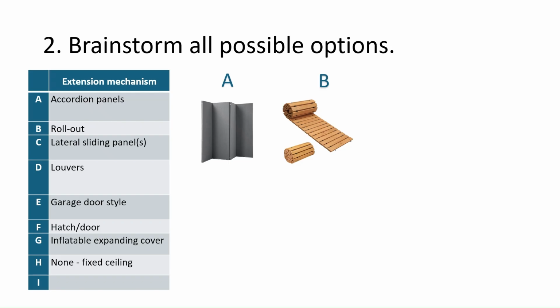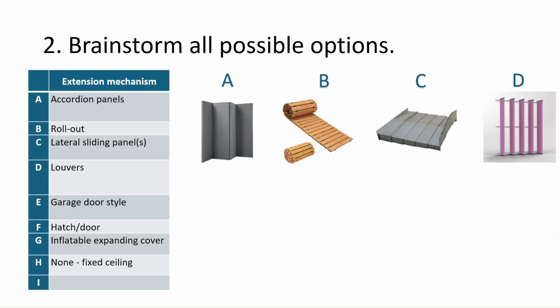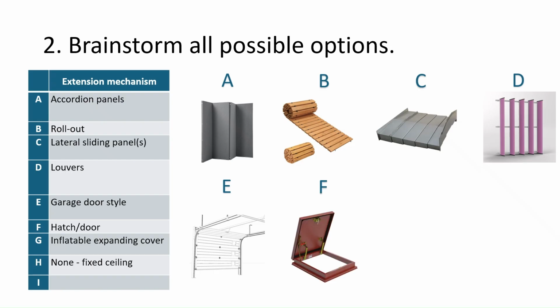C. You could have a roof with panels that nest under each other and slide out laterally. D. We could use louvers that, like a shade, when you pull a cord, you can rotate the slats simultaneously. E. There's the basic garage door design that slides from vertical against the walls to horizontal on rails. F. You could do a simple one-piece hatch that just folds down and up. G. We could get really creative and make a cover that inflates over the room.